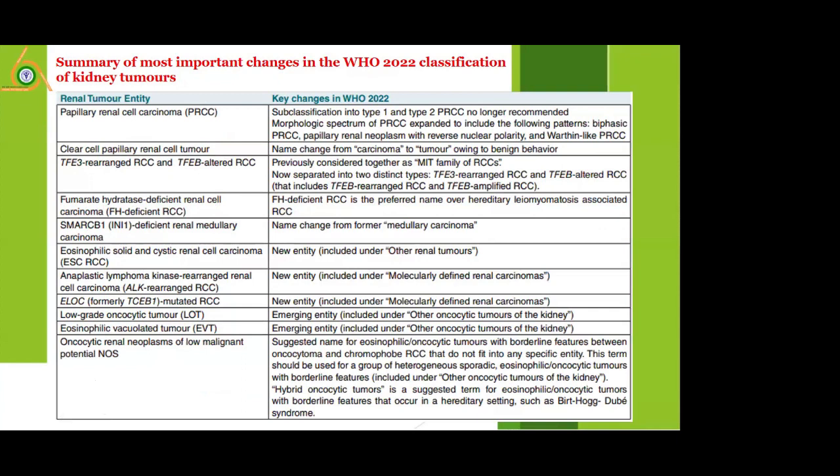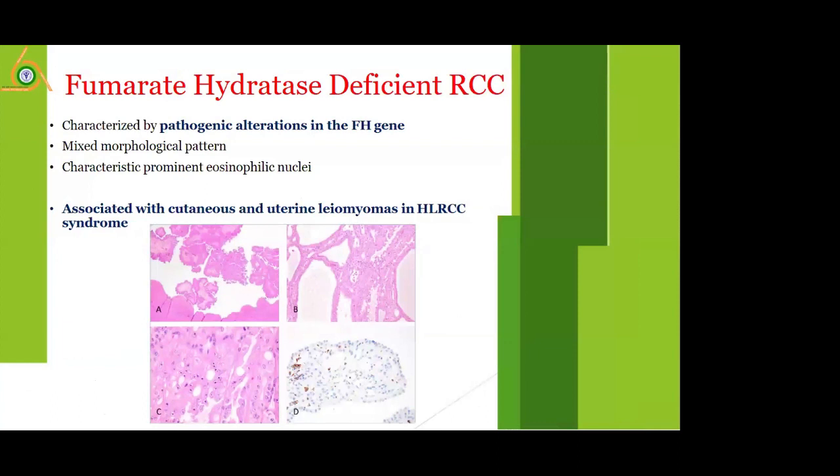So next slide, please. We now learn about FH deficient RCC. The important thing to remember is that initially in 2016, this was labeled as HLRCC associated RCC because they thought that probably all cases of these kinds of RCCs are syndromic and have germline mutations, and hence it was labeled as hereditary leiomyomatosis associated RCC.